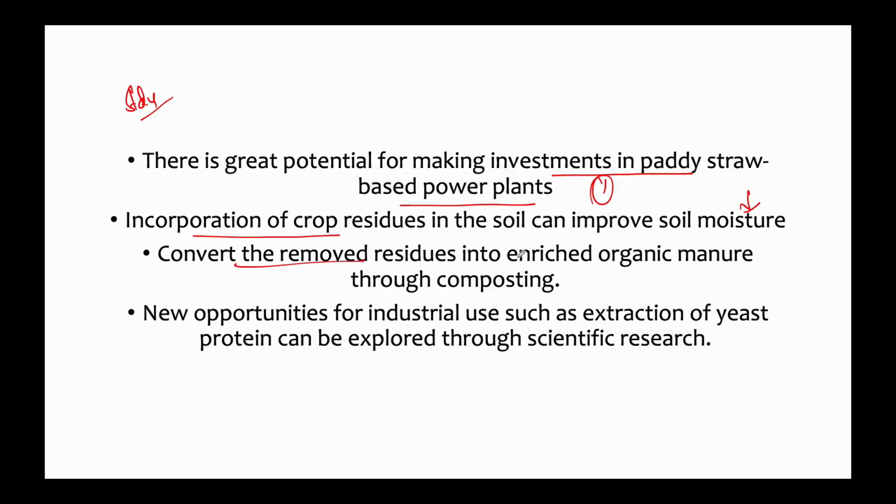It can convert the removed residues into enriched organic manure through composting. Then there are new opportunities for industrial use, such as extraction of yeast and protein, that can be explored through scientific research. So definitely in India, there are a lot of steps being taken to stop the problem of stubble burning, as I told you.